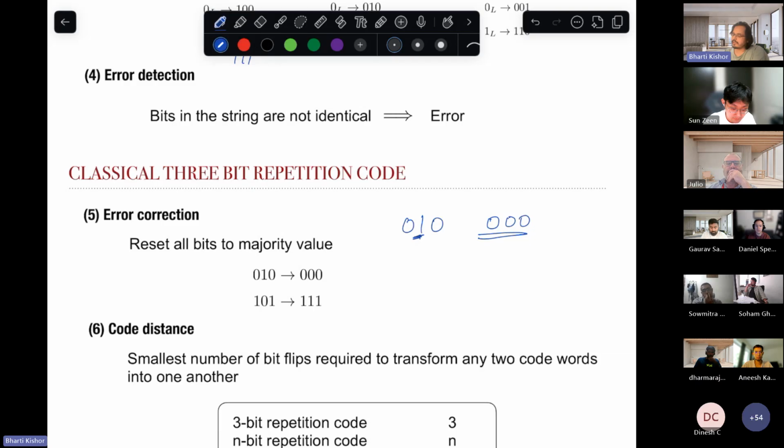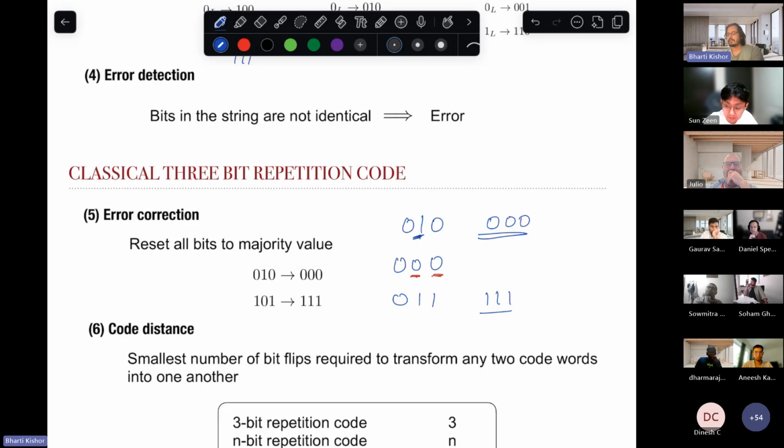But at this point, somebody could ask, what if I start with 000 and then this bit also flips and this bit also flips? So in that case, I get 011. And then if I reset it to majority value, I will get 111. So that's not correct, right? We started with 000 and we are getting 111. So the error correction is breaking here.